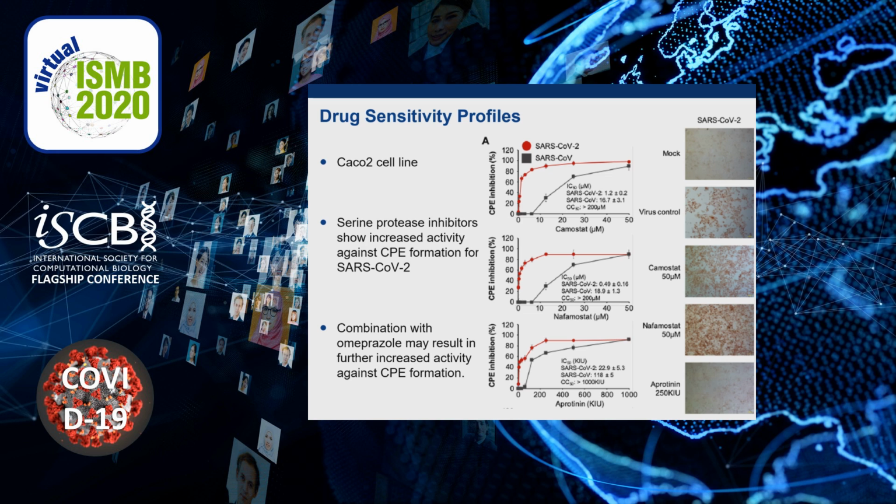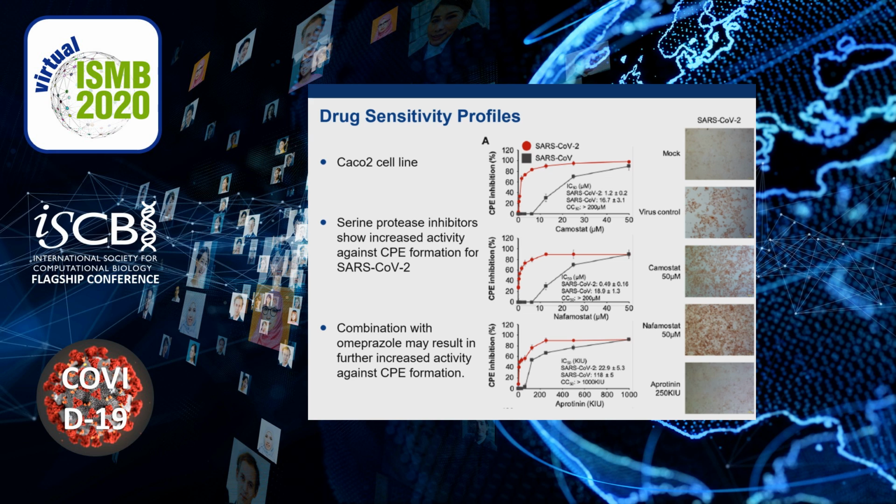So as you can see in the graphs, which show the cytoprotective effect of inhibition on the viruses, this shows that SARS-CoV-2 is more sensitive to serine protease inhibitors than SARS-CoV. Wherever you see SARS-CoV-2 in red above SARS-CoV in black, it shows that SARS-CoV-2 is more sensitive to these drugs. In addition, when aprotinin, the one at the bottom, is combined with omeprazole, you can see an even greater sensitivity for SARS-CoV-2.